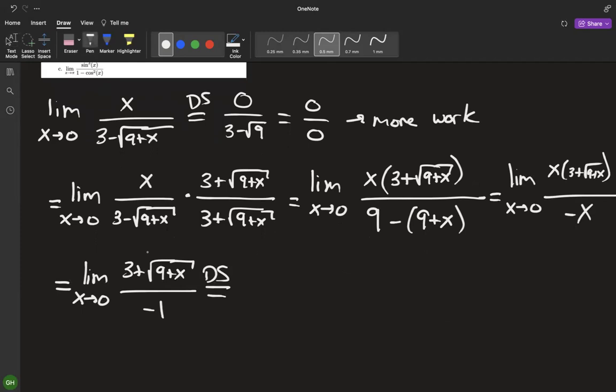I'm going to try direct substitution again, just because now this limit looks nicer, so it might work now. So I'm going to get 3 plus square root of 9 plus 0 divided by negative 1. 3 plus 3 divided by negative 1 is negative 6. And that's my answer.